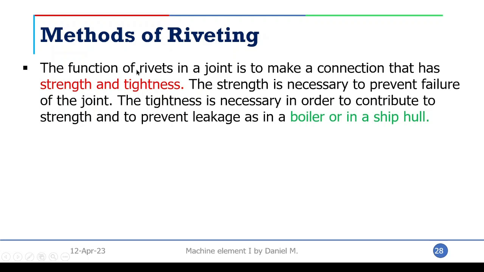What's the function of rivets? The function of rivet in a joint is to make a connection that has a good strength and tightness. Strength is necessary in machine design, as you know. It's very necessary to make a strong joint that can prevent a failure under operation. So strength is very, very important. Tightness is also important because tightness is necessary in order to contribute to the strength. And in addition to bringing additional strength, tightness is used to prevent a leakage of fluids, liquids, as in the case of boiler or ship hull. Riveted joint has good strength and tightness.